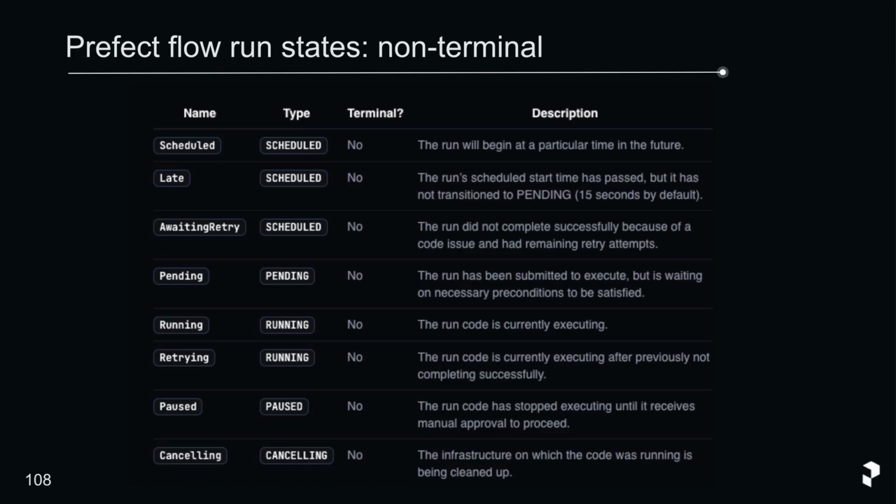Anyway, here are some examples of states that come out of the box with Prefect. You can see that there are a bunch of them listed here, and all of these are considered non-terminal states. So these are transitional states. Essentially, it's expected that the task run or the flow run that has any of these states is eventually going to transition to another state. So running, maybe that turns into completed, or maybe that turns into failed. And then pending turns into running, etc., etc.